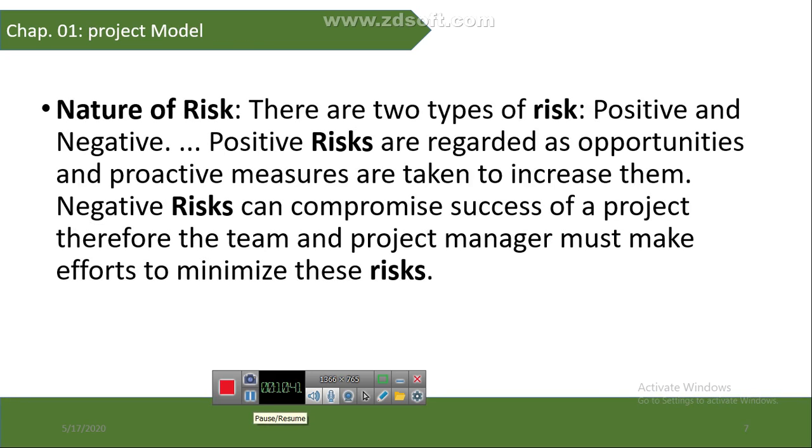Regarding the nature of a risk, there are two types: positive and negative. Positive risks are regarded as opportunities, and proactive measures are taken to increase them. Negative risks can compromise the success of a project. Therefore, the project manager and the team must make an effort to minimize these risks.